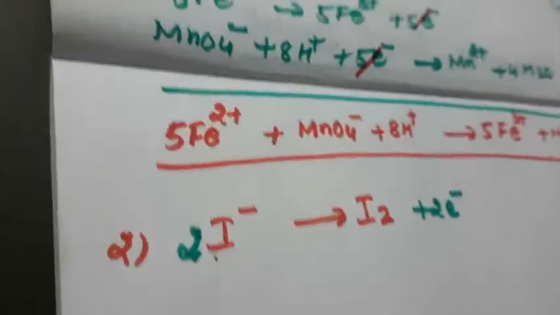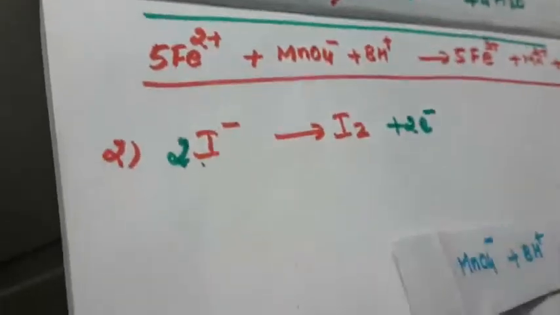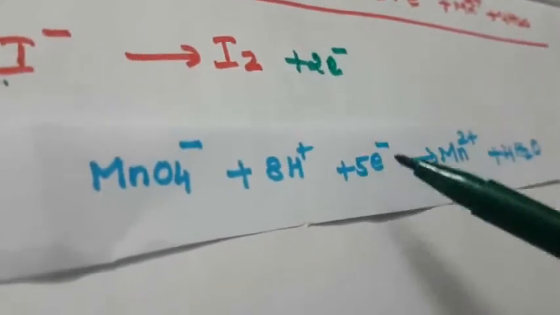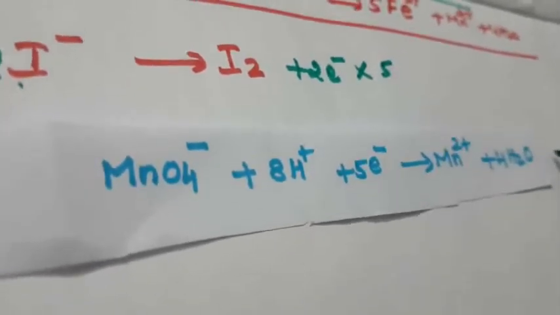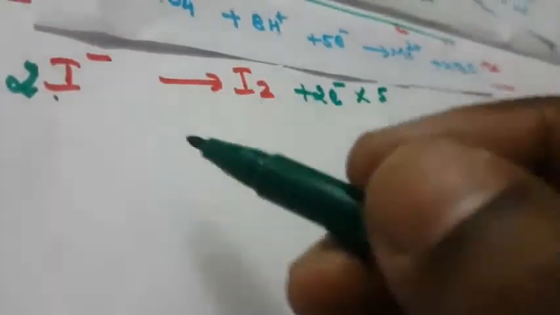Second one, what is the common equation? This is the common equation. Here 2 electrons are there, here 5 electrons are there. How to balance that one? The permanganate equation is multiplied by 5 and the iodide equation is multiplied by 2. Okay, so now writing that one.